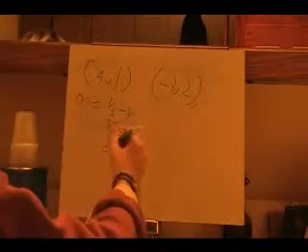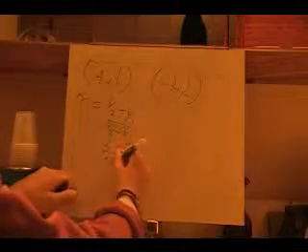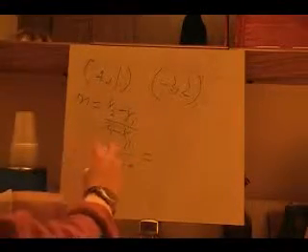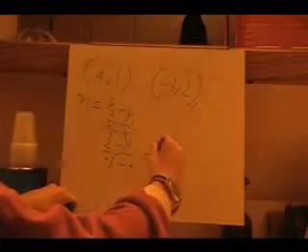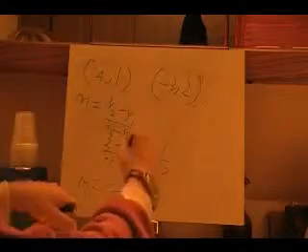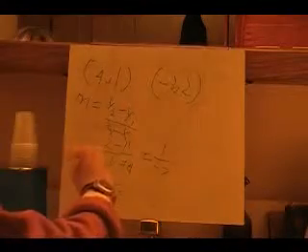So what we're going to do is put negative 3 minus 4. I'm going to go ahead and evaluate this, so 2 minus 1 is 1, over negative 3 minus 4, which is negative 7. So our answer is m equals negative 1/7.